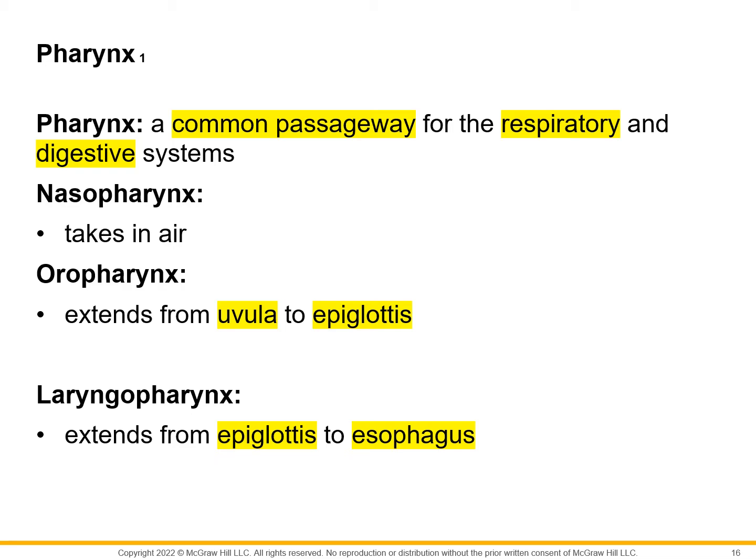First up is the nasopharynx. So as the name implies, ang katapat nito is the nasal cavity. So this would take in the air that we inhale. Next is the oropharynx. As you would expect, ang katapat po nito is yung oral cavity. So this extends from the uvula to the epiglottis. Next is the laryngopharynx. So the laryngopharynx would extend from the epiglottis up to the esophagus.